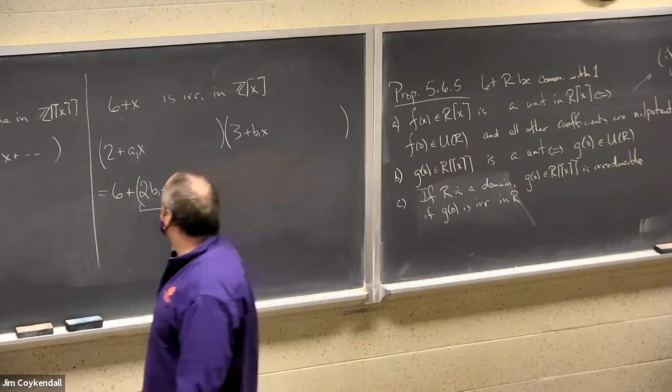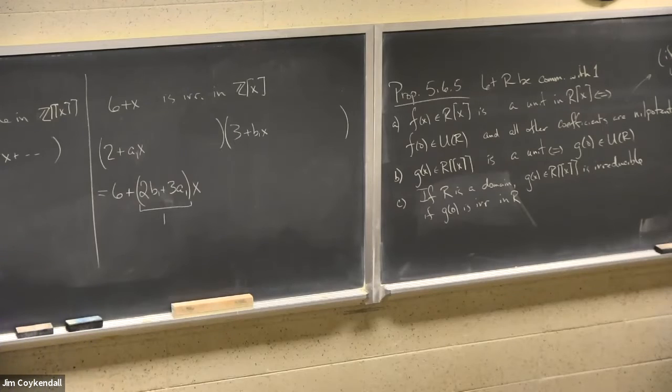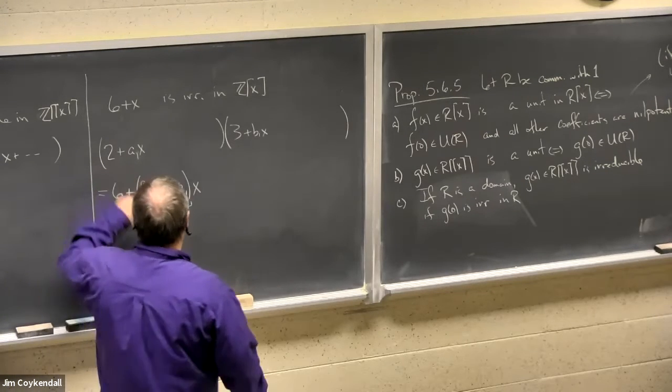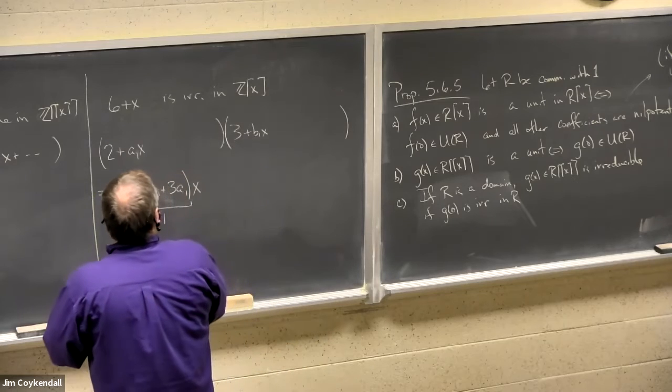2B1 plus 3A1 is equal to 1. Because the greatest common divisor is 1. That's exactly right. The greatest common divisor of 2 and 3 is 1. So I can pick B1 and A1 appropriately. So it's 1. So let's assume that I've done this. Now let's try to build the next one.